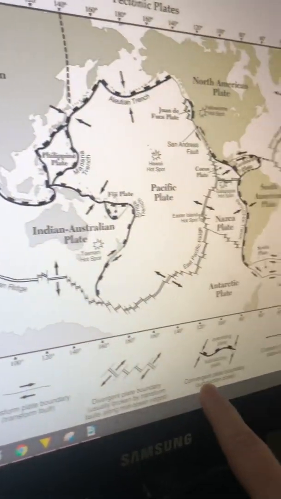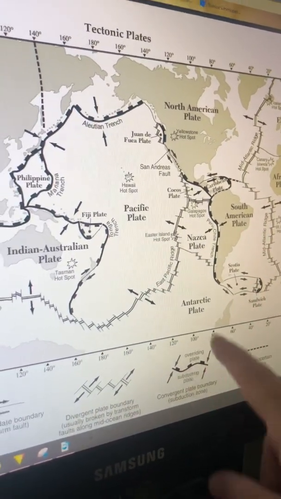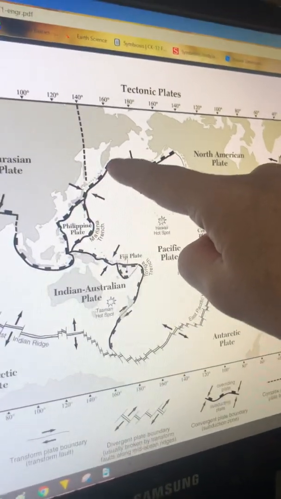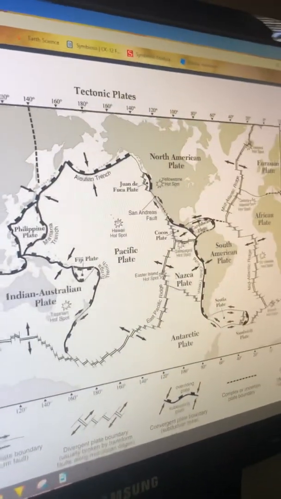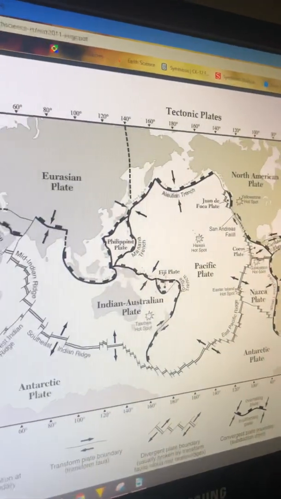And the last one is the convergent plate boundary. That's the easiest one to see because it has these little boxes. Whenever you see those little boxes, that means one plate is sliding underneath the other. And when that happens, we create two things. We create a trench and we create a row of volcanic mountains. Lots of earthquakes here too.